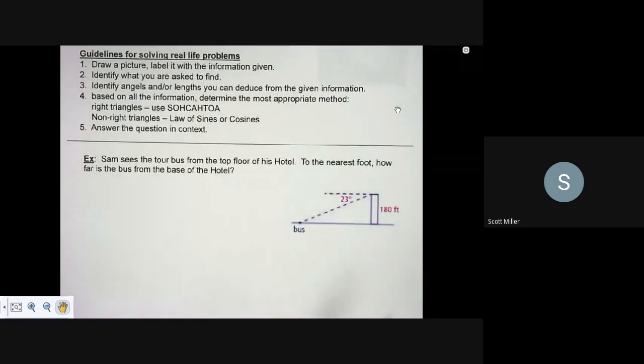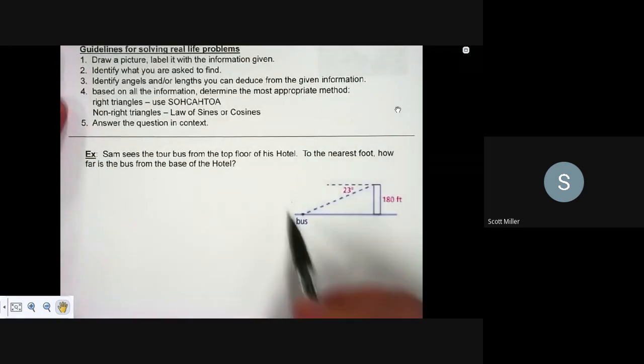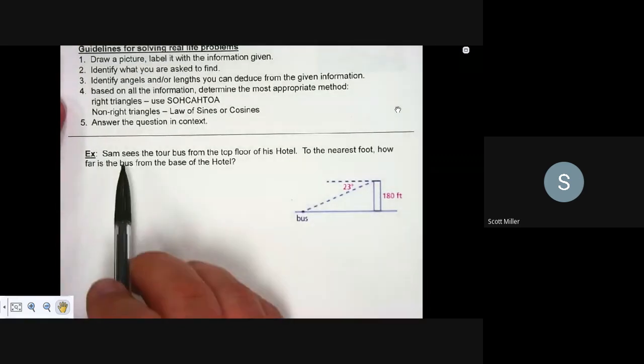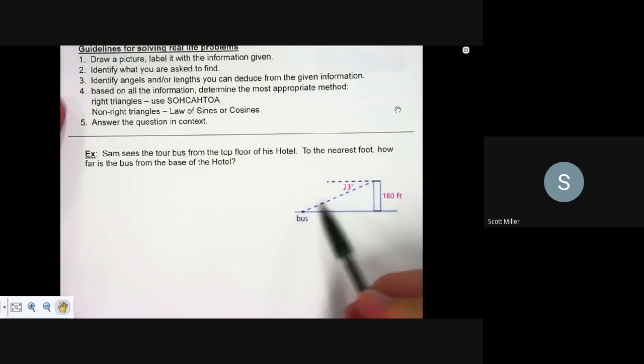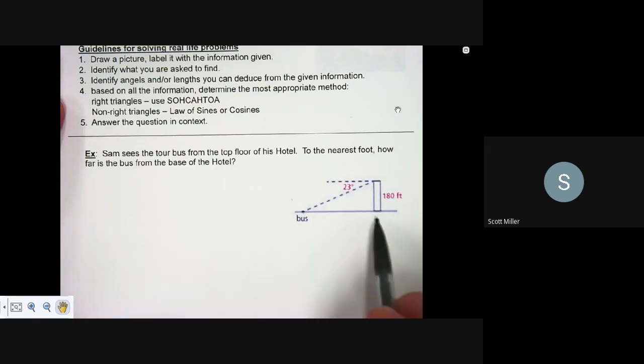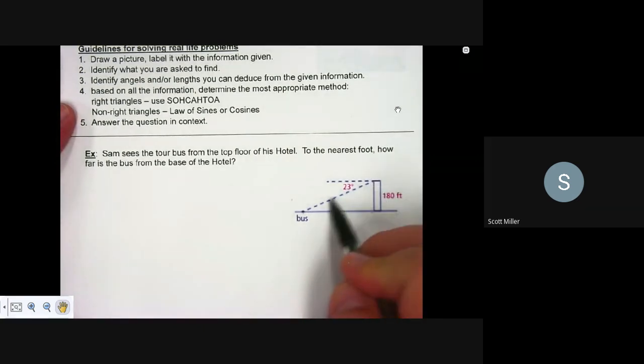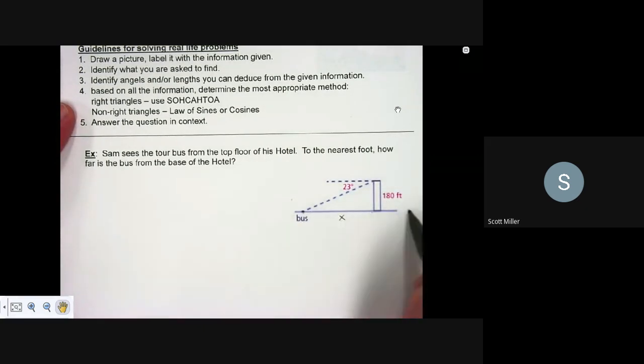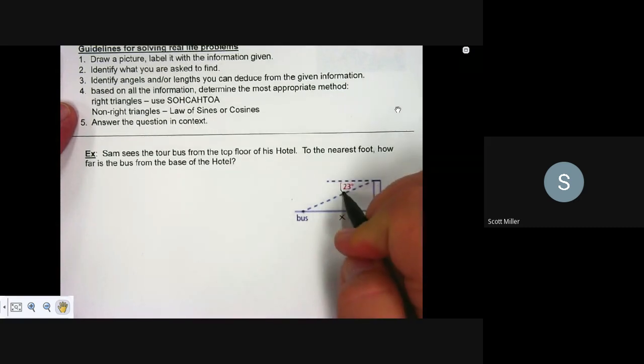So here's the first problem that we see. They gave us the picture associated with it. So Sam sees a tour bus from the top floor of his hotel. To the nearest foot, how far is the bus from the base of the hotel? So we want to know, what is that distance from there to there, to the nearest foot? So we draw a picture. Here's the building. We draw a line of sight to the bus. We label, here's the ground. Okay, don't forget to put the ground in. And then we have here an angle of depression. So from the horizontal downward towards the bus, this angle is 23.